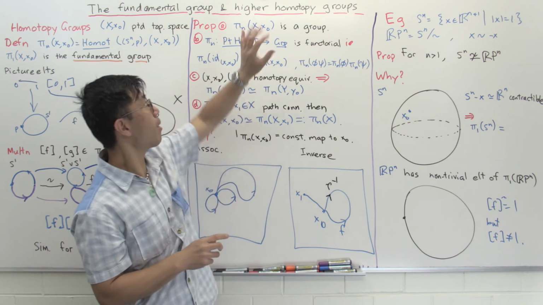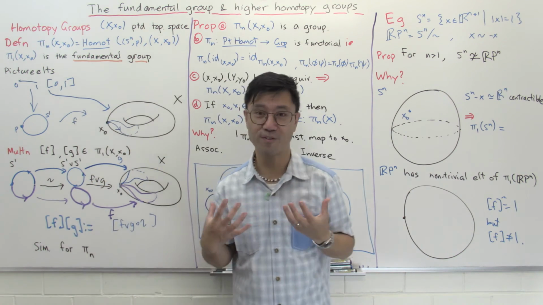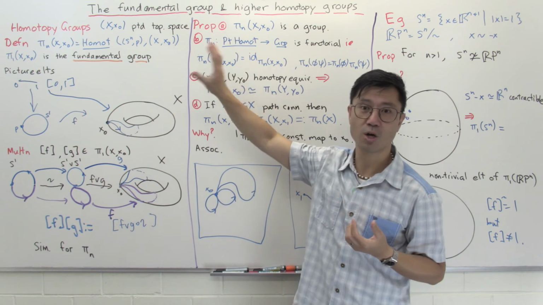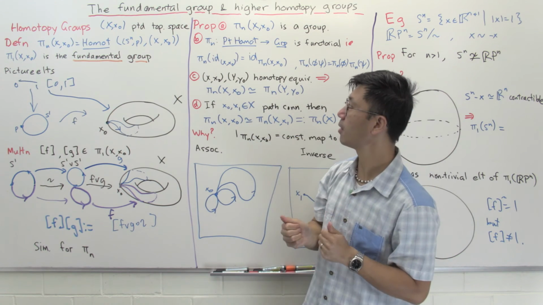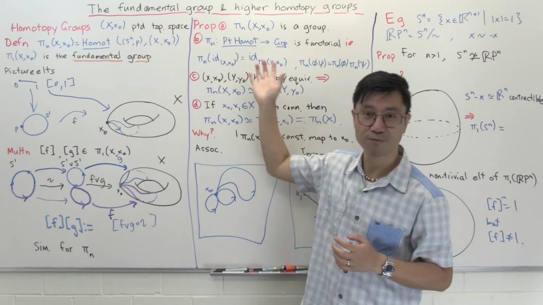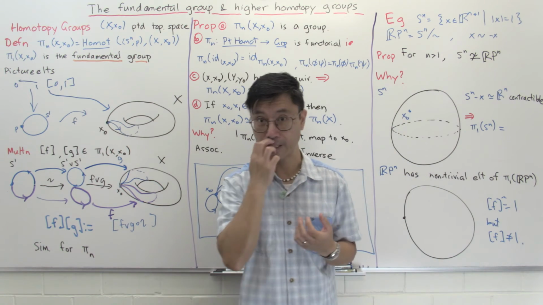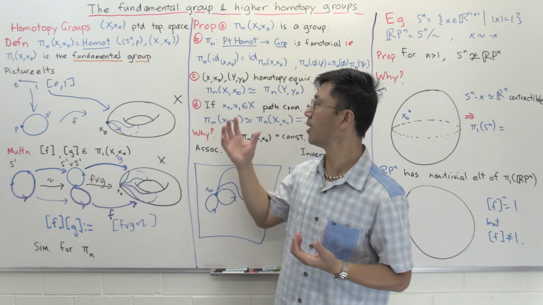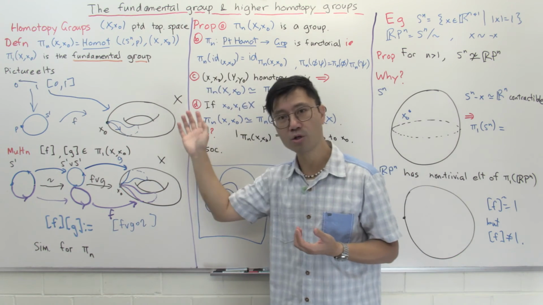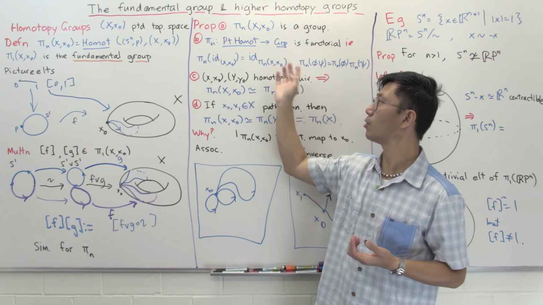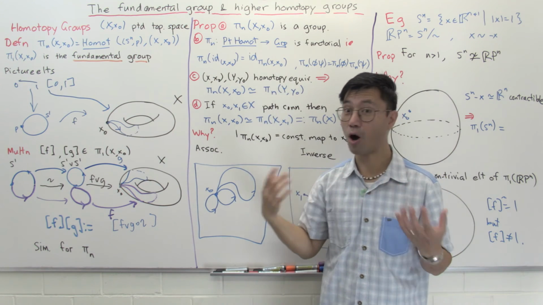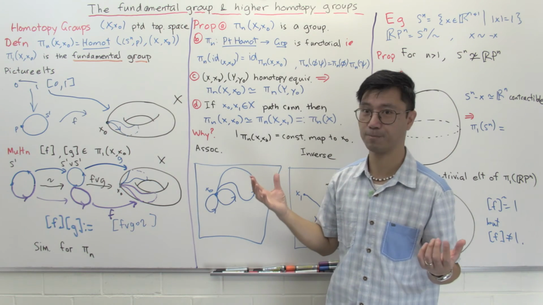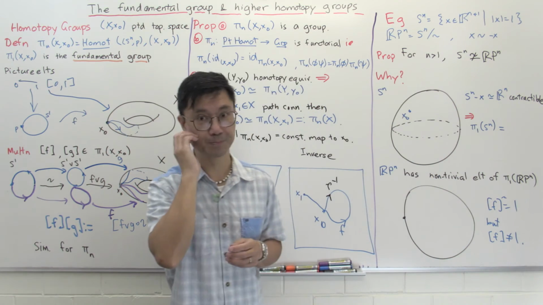So this proposition really captures the most important facts about these homotopy groups: the fact that they're groups, and the fact that you have this functor. It's the functoriality that really does all this hard work for you. And as I said, the most important use for this is to show that things are not homotopy equivalent, and if they're not homotopy equivalent, they can't be homeomorphic. Let me give you an example of this.